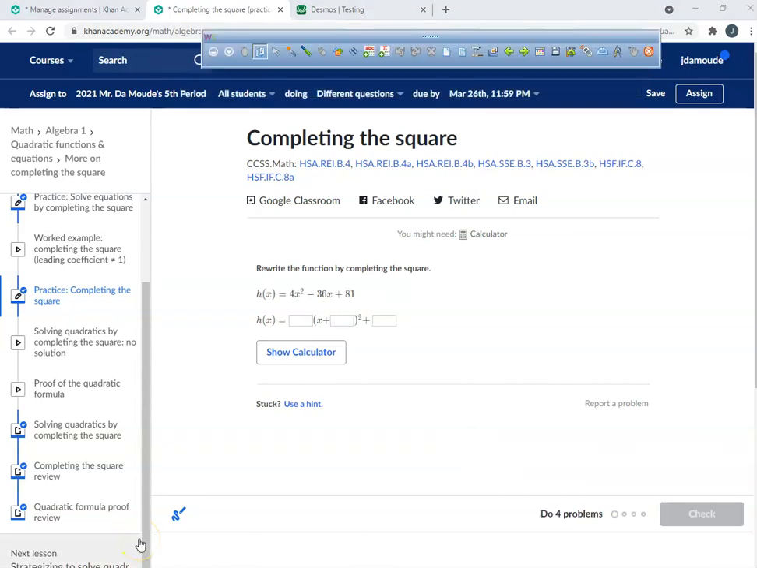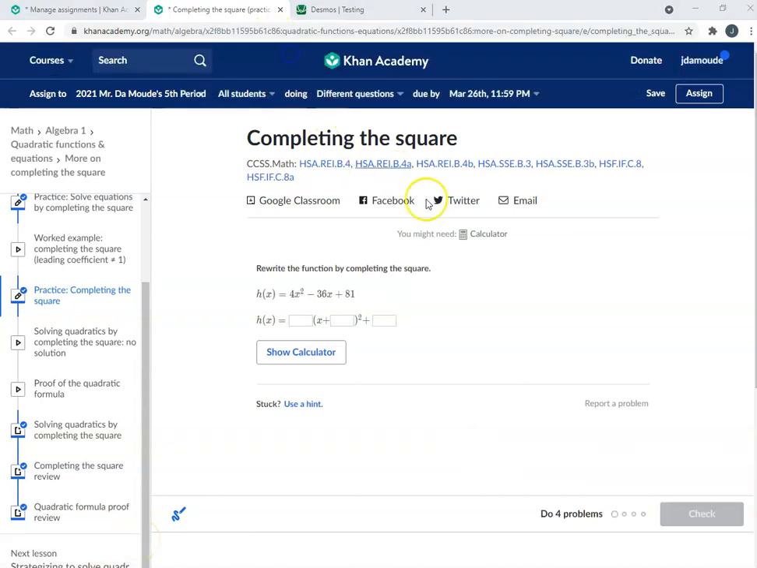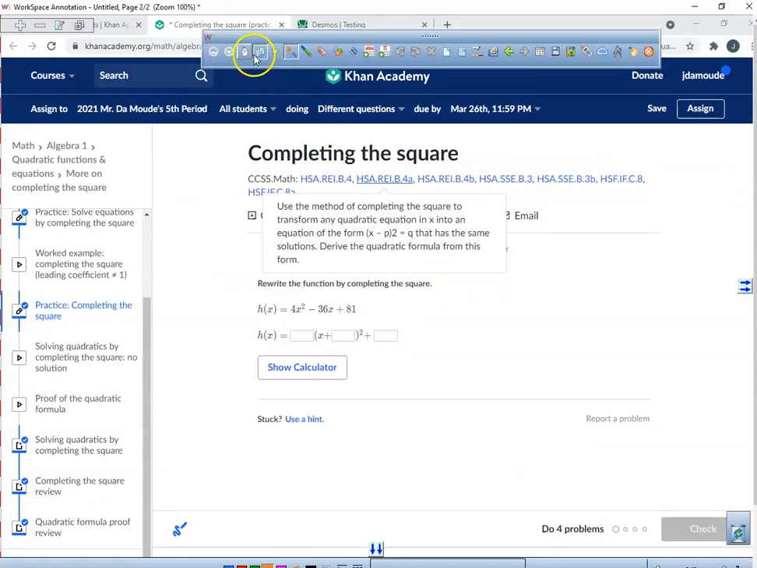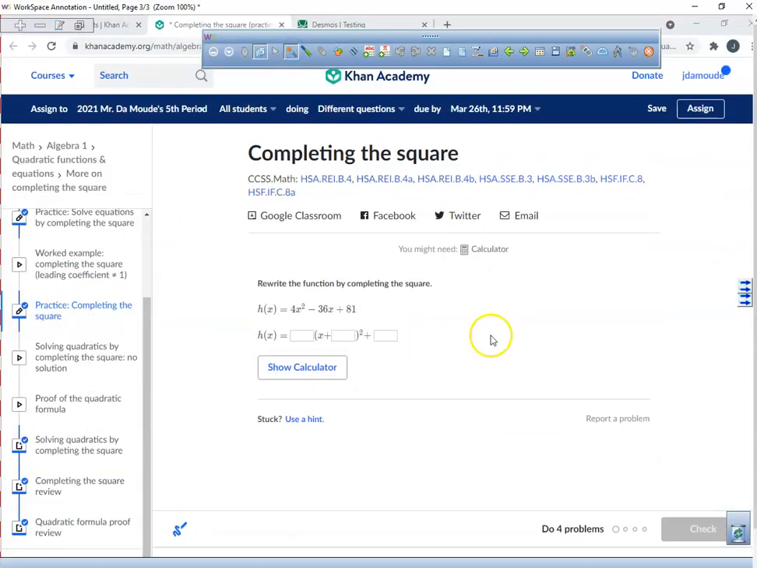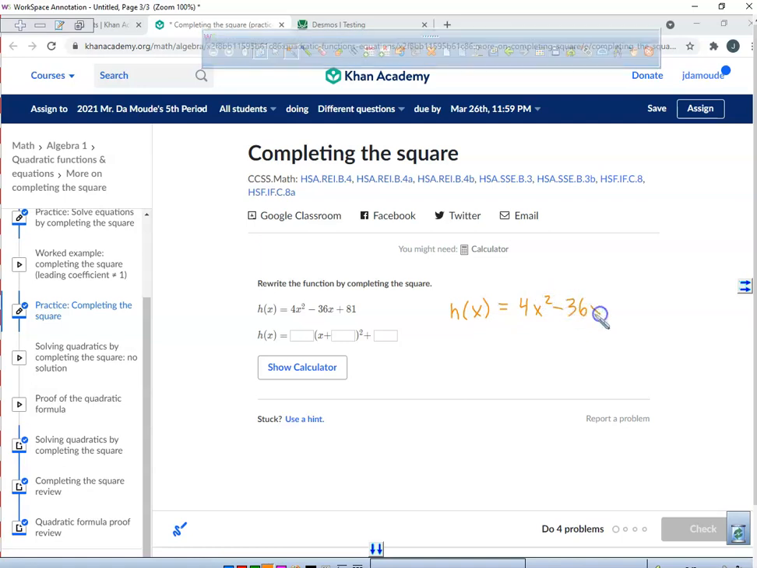All right, guys, problem number 2. You can write this down with me. Here we go. H of x equals 4x squared minus 36x plus 81. So we're going to take this, and once again we're going to fill in this box, this box, and that box. So write that down, nice and neat.